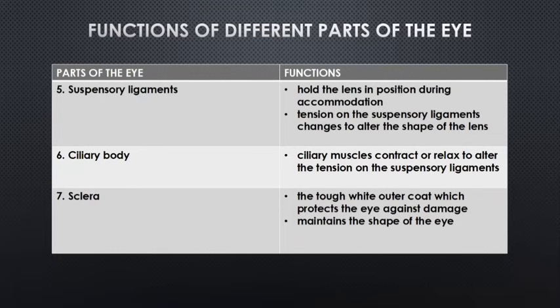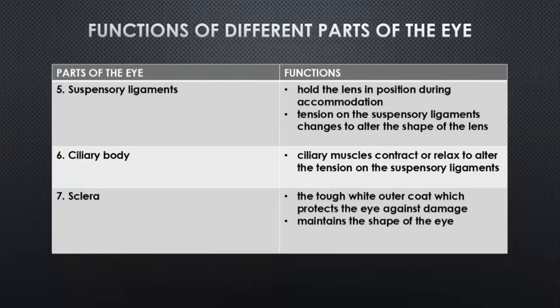So that the shape of the lens is changed during accommodation, which we're going to discuss. And then number 7, we've got the sclera, the tough white outer coat, which is the one that I showed you as well. Remember, it's the white part of the eye. It is also the outermost layer, one of the parts of the outermost layer. So what it does, it protects the eye against damage.